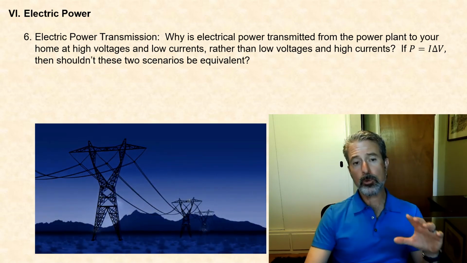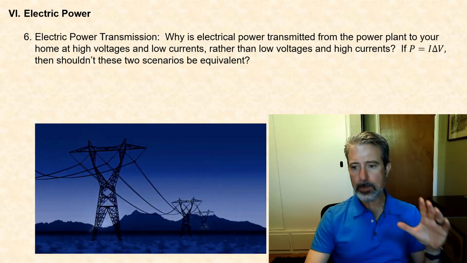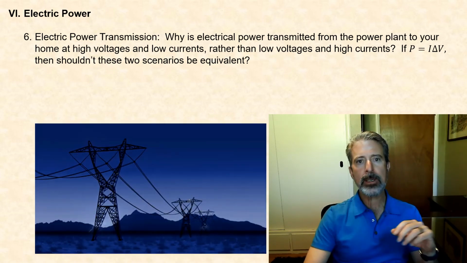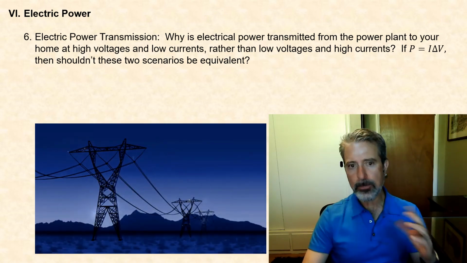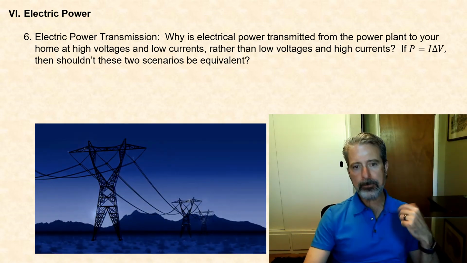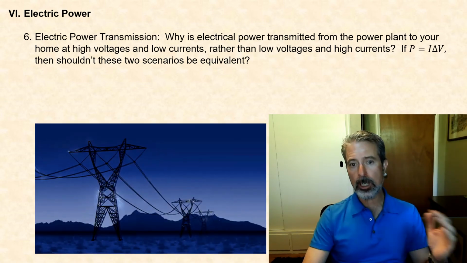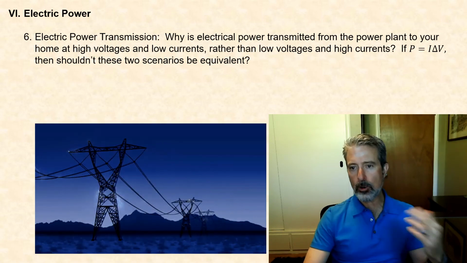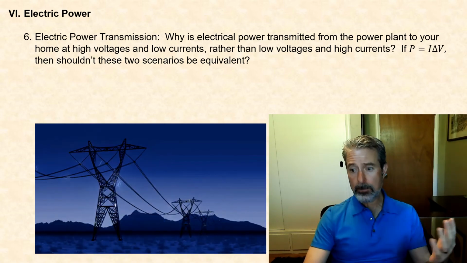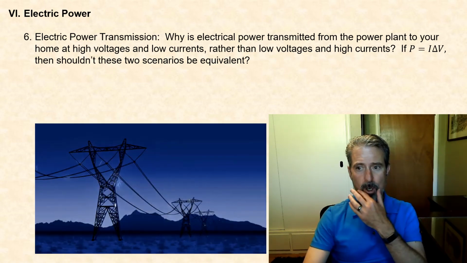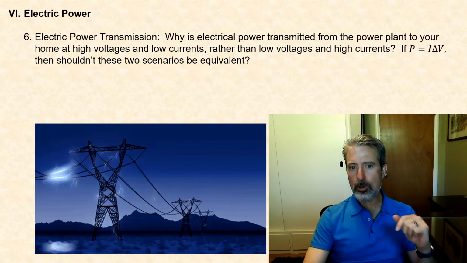So this last problem we'll take a look at today, involving this concept of electric power, has to do with how electric power gets transmitted in industrialized societies like ours. So why is it that electrical power transmission from the power plant to your home is accomplished at high voltages and low currents rather than at low voltages and high currents? I mean, we derived this power formula. It says that power equals current times potential difference. So why shouldn't these two scenarios be equivalent?